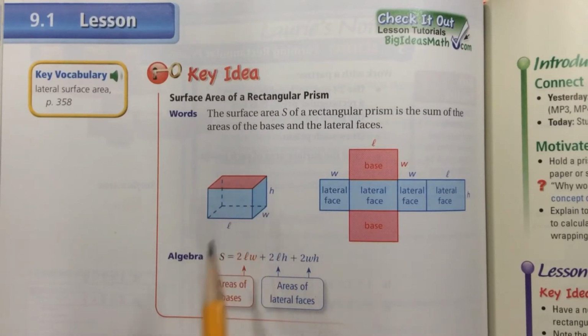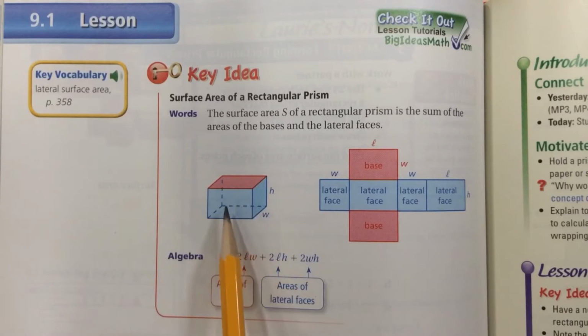So if you look at this rectangular prism right here, a rectangular prism is a six-faced shape. Okay, it's a three-dimensional shape, and it's got six faces on it. It's got a bottom, a top, a right, a left, and a back and a front. And you add all of those areas up.